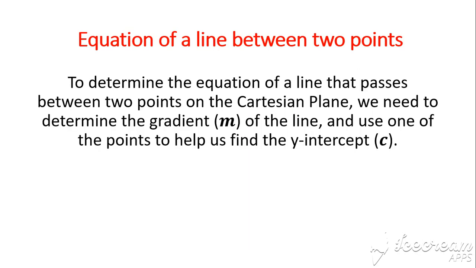Okay, to determine the equation of a line that passes between 2 points on the Cartesian plane, we need to first of all determine the gradient, which is m, and then we're going to use one of the points to help us find the y-intercept, which is c. We're going to introduce this formula. It looks a little complicated, but we're going to show you it's not that hard at all. y minus y1 is equal to m bracket x minus x1.